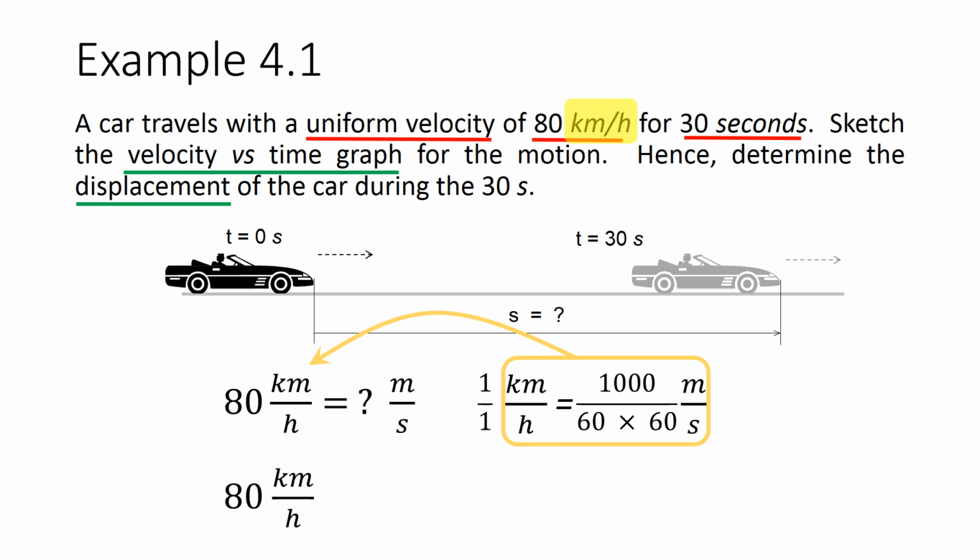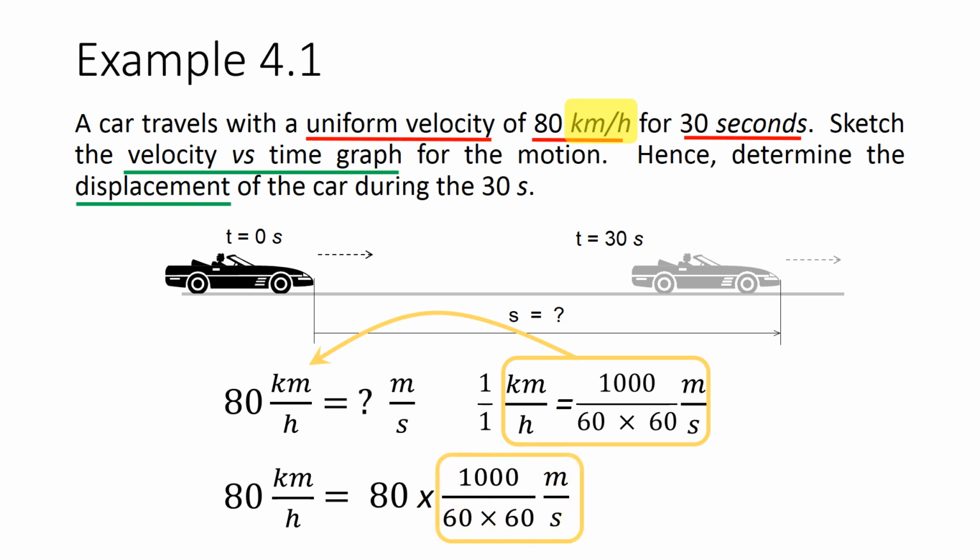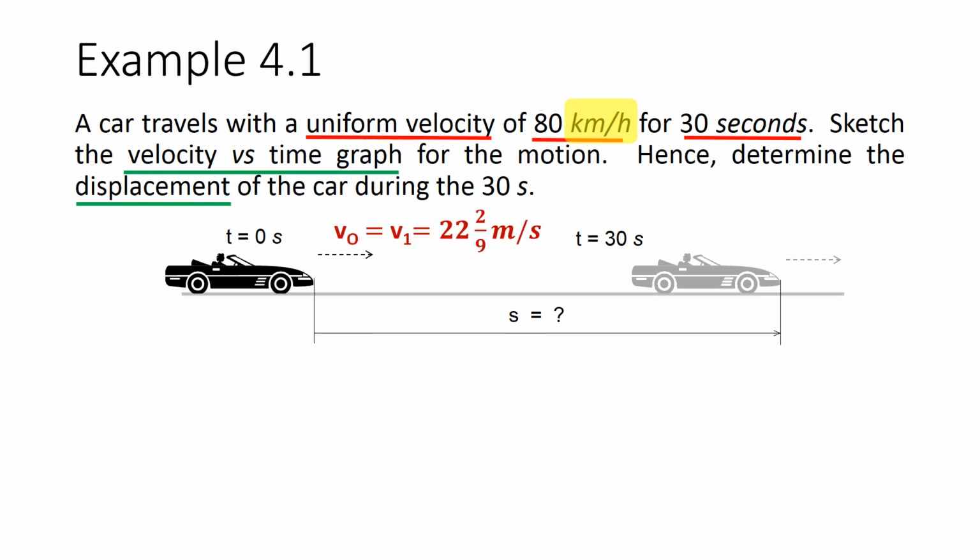As an illustration, 80 km per hour is actually equal to 80 times the relationship that you have just established. And by punching in your calculator, you can easily get the new quantity in the new unit. So with the units being converted, let's move on to solve this problem.